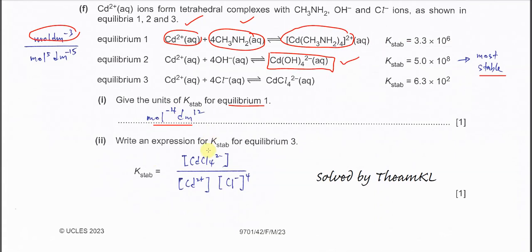Okay, write an expression for the Kstep for equilibrium 3. So again, Kstep is like the normal Kc, right? So we use the concentration of the products over the concentration of the reactants. So the product is the complex ion, reactant is the cadmium ion, the concentration of cadmium ion, and the concentration of chloride power 4, because the coefficient is 4 here.